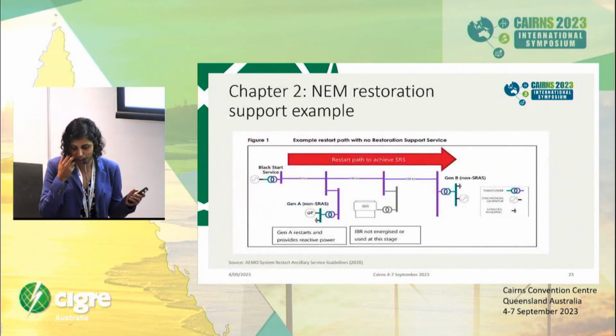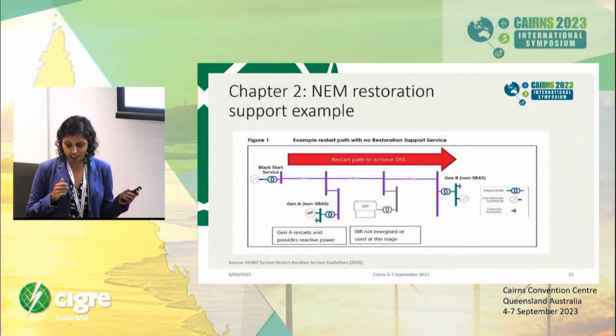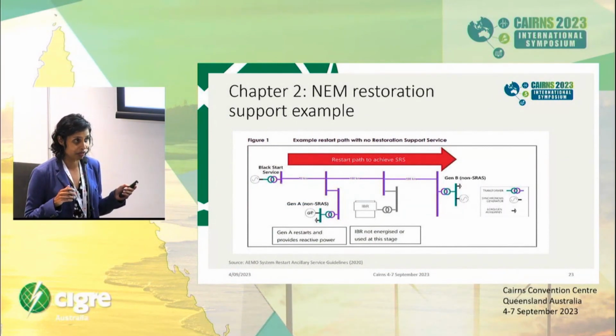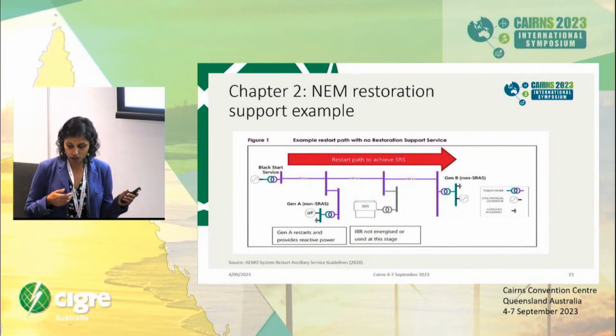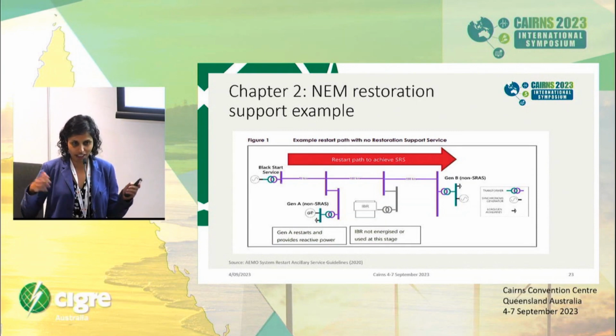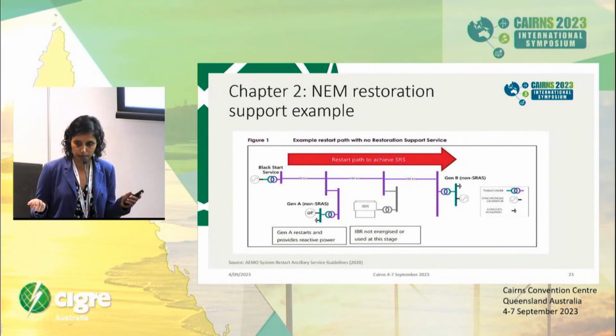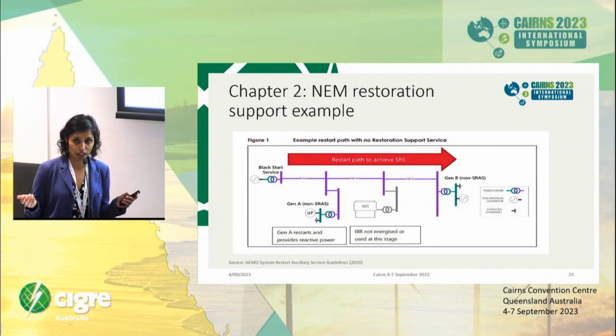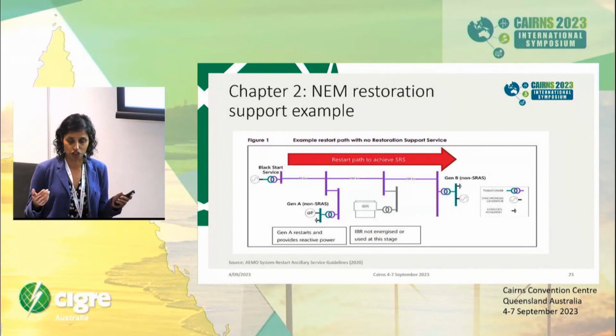I'll just go quickly through an example of what restoration support is and why the NEM would procure it. In this example, which is made up, by the way, and is not a real restoration path, say you have a black start source energizing a network down to generation A. They both in conjunction then energize the long lines to generation B and pick up load. In that restoration path, there is an IBR. Historically, we would have ignored that because of SER requirements or other issues.